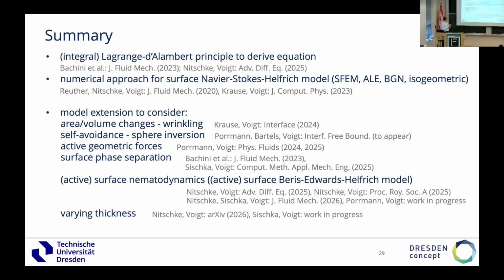So getting rid of this area and volume constraint, allowing for changes there, might lead to wrinkling. We can deal with self-avoidance and use this for the sphere inversion. We introduced some active geometric forces depending on the gradient of the mean curvature and derived them from active nematic forces. Discussed some surface phase separation and surface nematodynamics, and also briefly introduced this varying thickness. And I guess combining all that together will keep me busy for the next years.